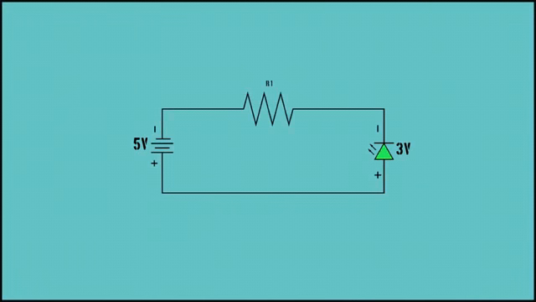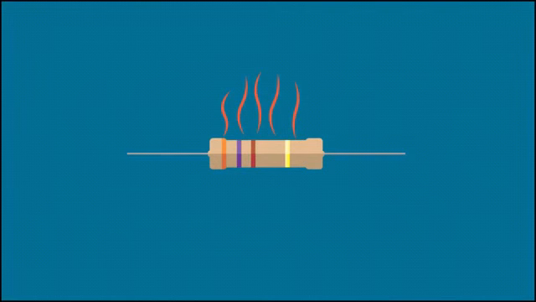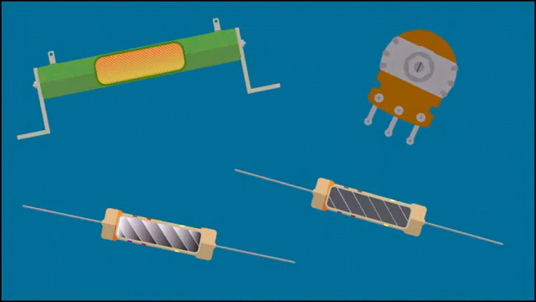Add a resistor wired in series so the voltage drops to the required 3 volts, and the LED will function properly. The resistor always consists of a material that can limit the current flow and dissipate the energy into heat. There are several kinds of resistors, each of which carry a different form and application.